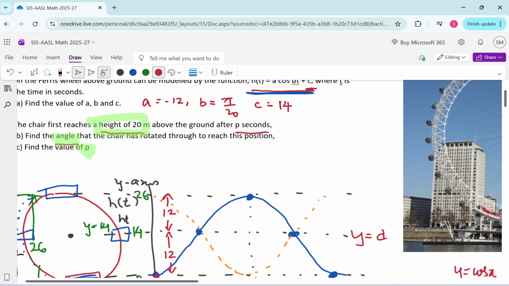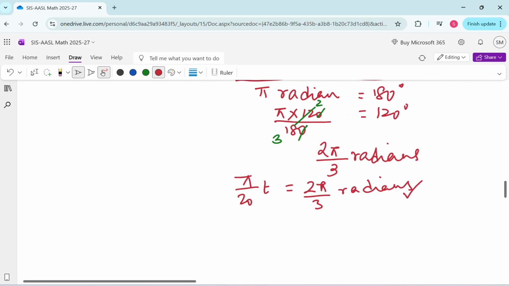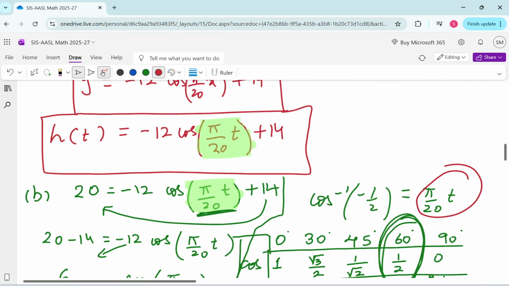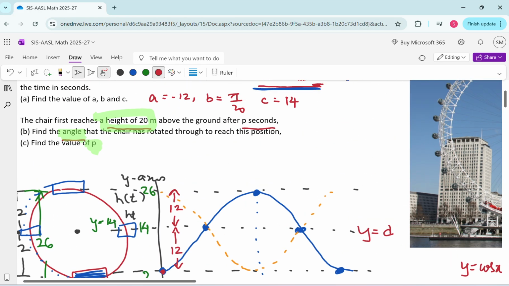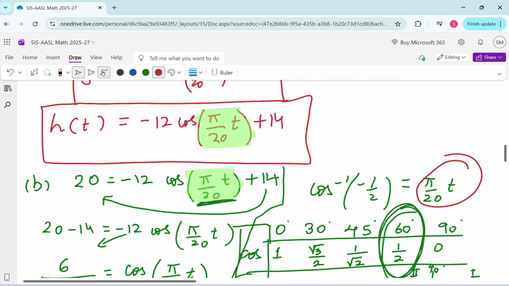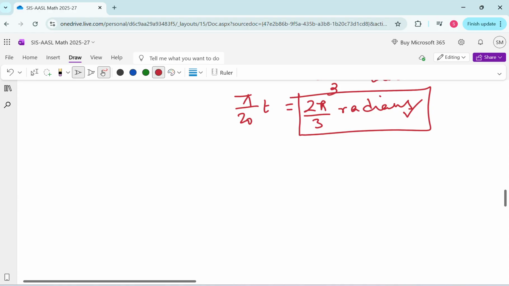If it is not mentioned, then you can use degrees or radians, whatever works. So we have the answer for the angle. In terms of degrees, it's going to be this, and in terms of radians, it's going to be this. Depending on the question, you can write your answer. Now, the C part. Now, they're asking to find the value of t, or at what time it happens. So, in our expression, we already have pi by 20t is equal to 2 pi by 3 radians, from the last step of the previous part.